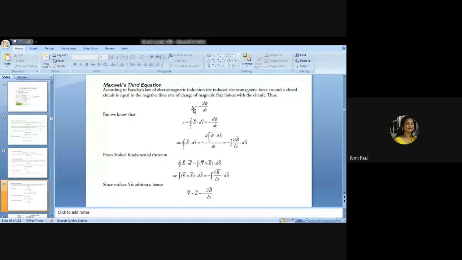Or you can take a small e, because there we have taken capital E, so small e is equal to d phi by dt. Now according to Lenz's law, we can say this is a minus, right? If there are n number of turns of coil present, then we can say that V is equal to minus n d phi by dt.